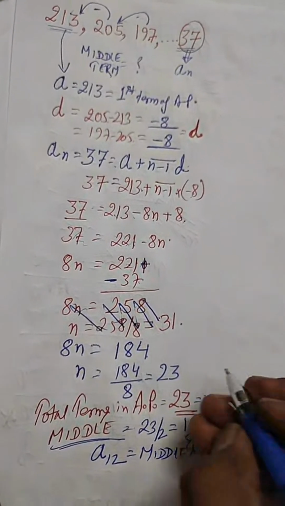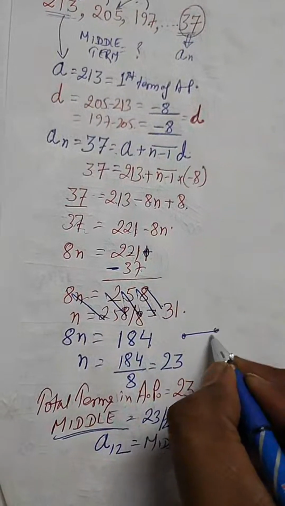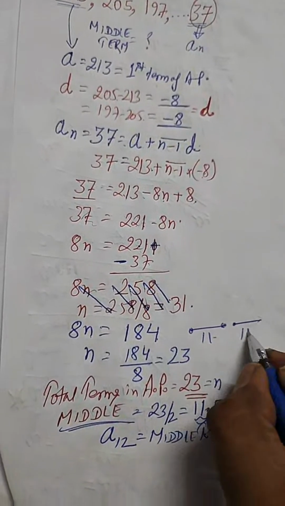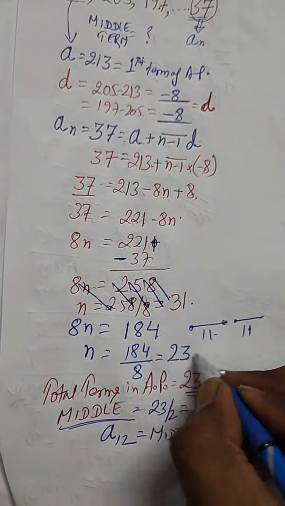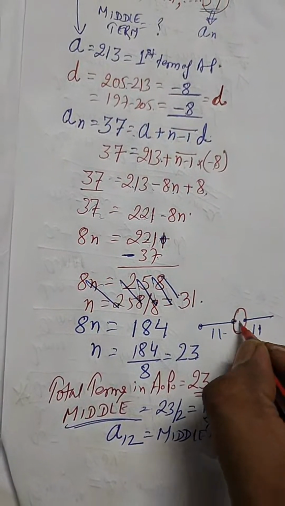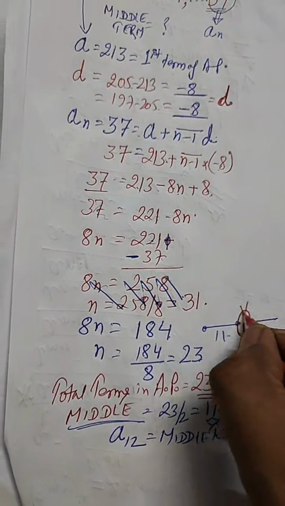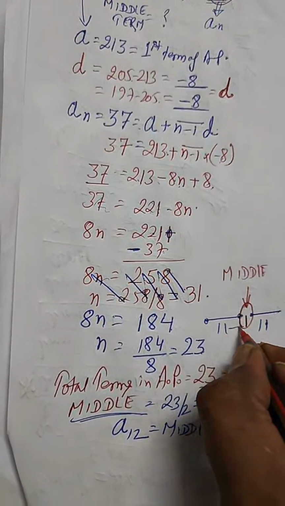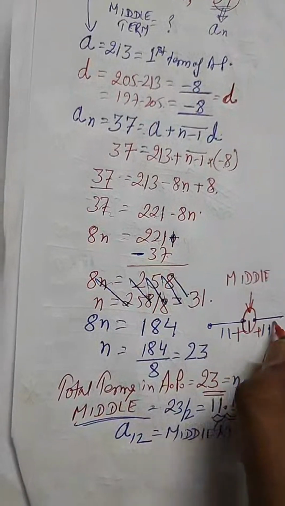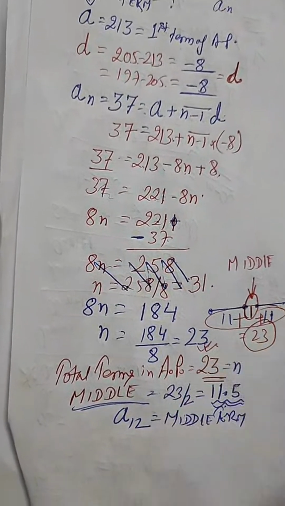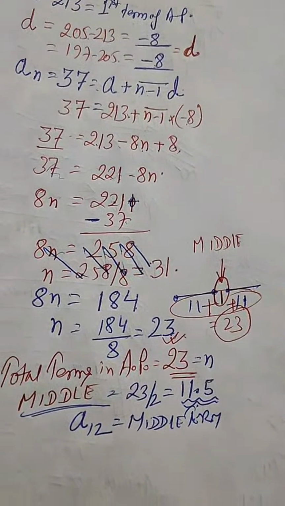How? From 0 to 11 on this side and 11 on this side, 11, 11, 22, and total 23 terms. So the middle term will be lying in the center, right? So you can add 11 plus 1 plus 11. This will give you 23, which is the value of total terms of the given AP.